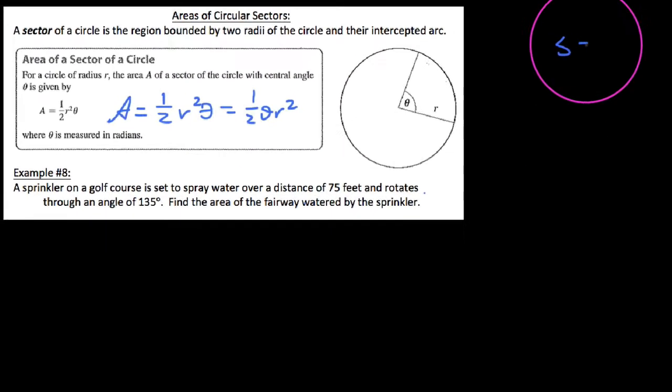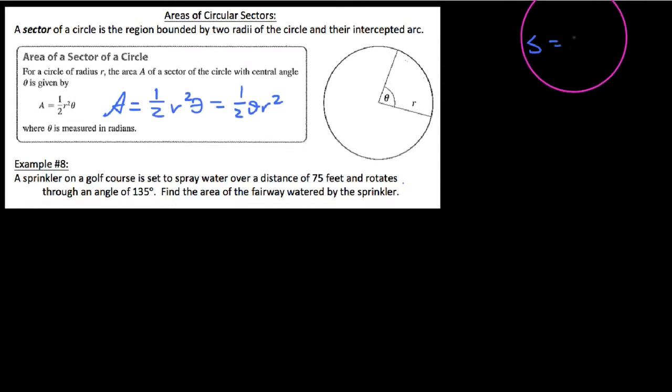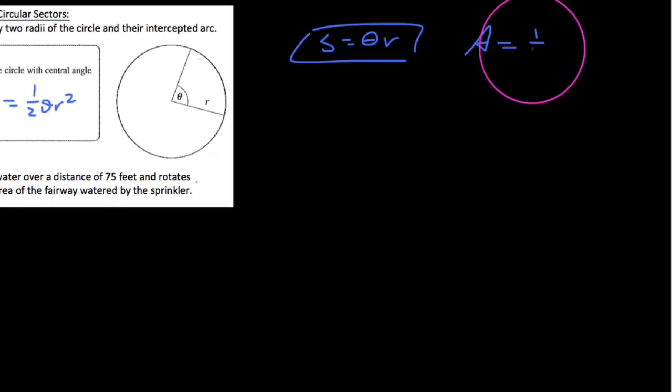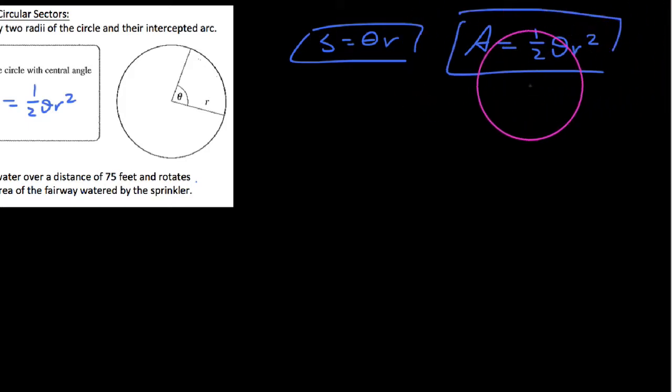As a side note, we say s equals theta r if you're talking about arc length. That's related to this formula, not in terms of how you find it, but in terms of how you might remember it, in that they both have a theta and an r. It's just that the area formula has a half in front of it as a coefficient, and the r value is squared. Of course, we're talking about a two-dimensional measurement here, something that has length and width.